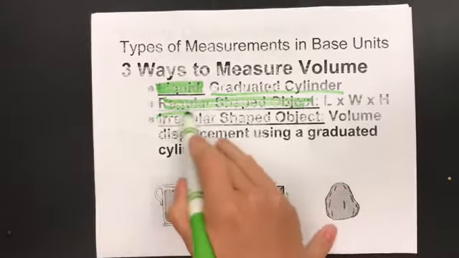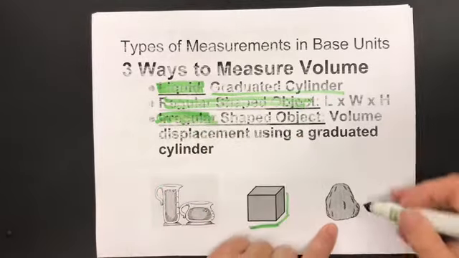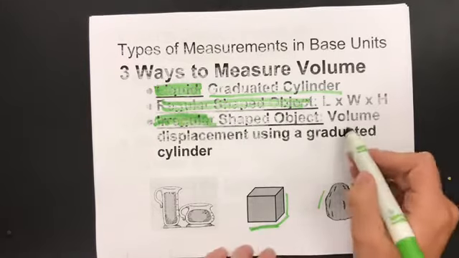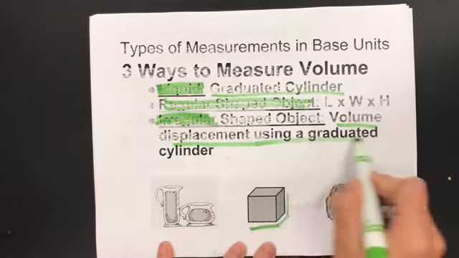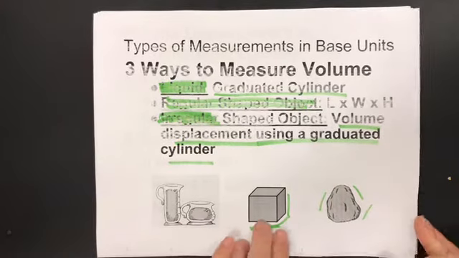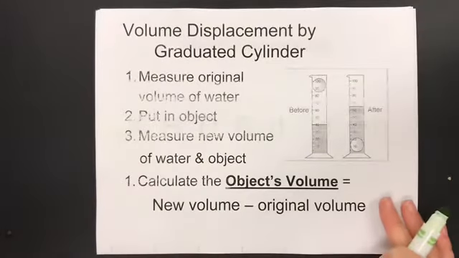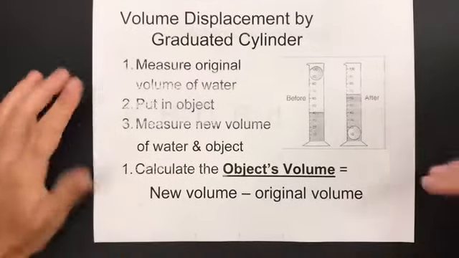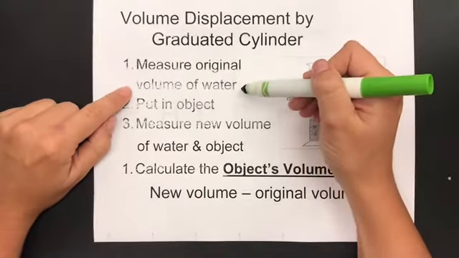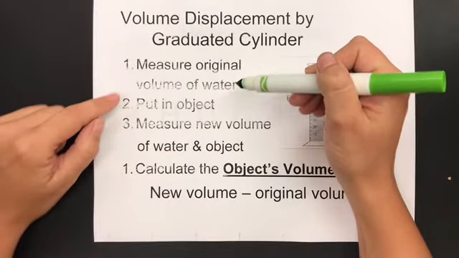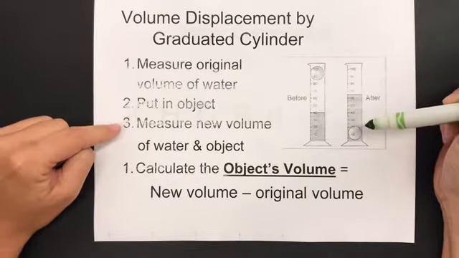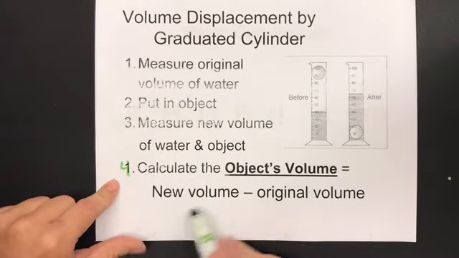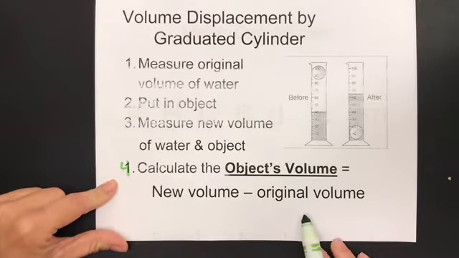Here, this is an irregular shaped object, so you can't really take a ruler to it. There's no ruler kind of thing that you can use. So you're going to do what's called a volume displacement using a graduated cylinder. And on the next slide, I'm going to show you how to do that. So we're going to roll through the steps here, and then I'm going to do an example. First step, you're going to measure the original volume of water. Then you're going to put the object in, record the new volume, and then step 4, you find the object's volume simply by doing the new volume minus the original volume.